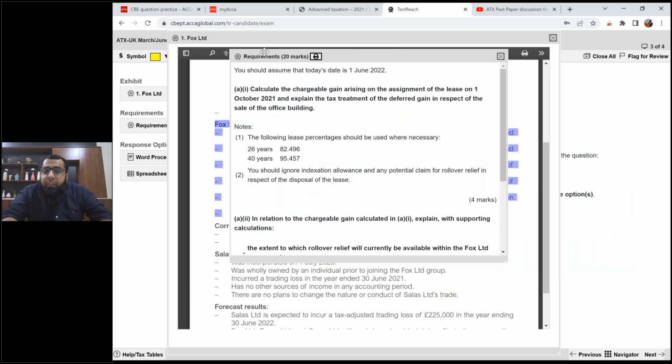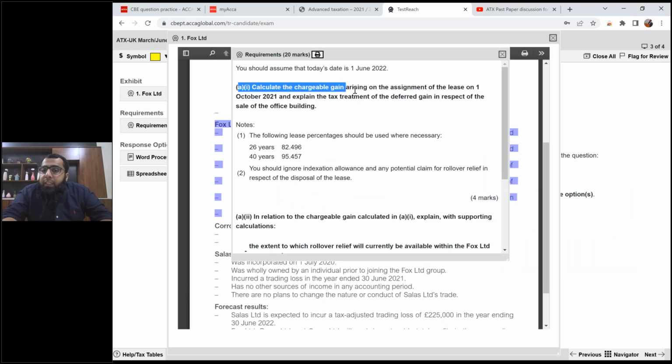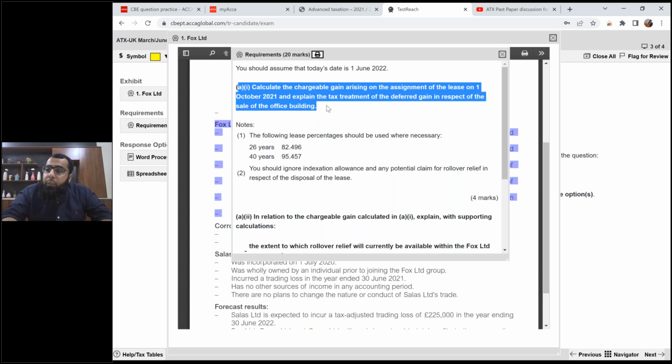Like if I read part A1: calculate the chargeable gain arising on the assignment of lease on 1st October 2021 and explain the tax treatment of this deferred gain in respect of the sale of the building. Normally in the paper, question 1 or question 2, one will be individual and one will be corporate. In section B, it's a mixed variation. You can expect corporation, you can expect individual. The format is normally the same. So let's read part A1.